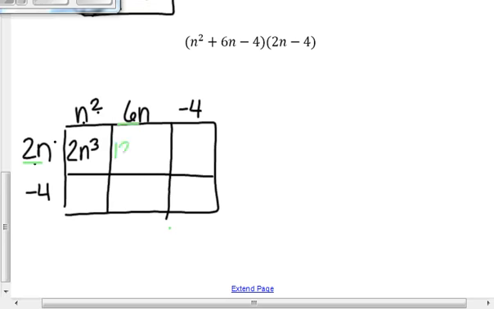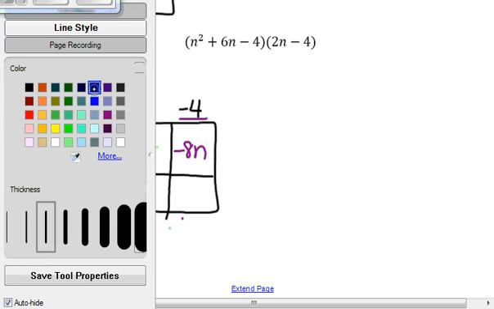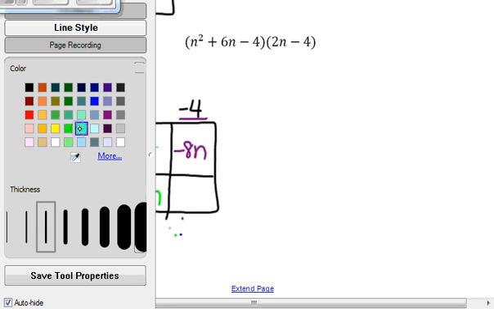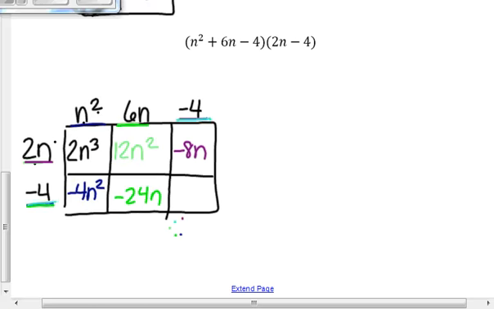2 times 6 gives us 12, and n times n gives us n squared. Then we have 2n times negative 4 gives us negative 8n. Then we have negative 4 and n squared just gives us negative 4n squared. We have negative 4 and negative 6n gives us negative 24n. And then we have negative 4 and negative 4, which gives us, negative times negative gives us, positive 16.